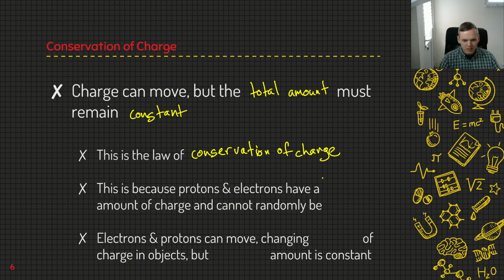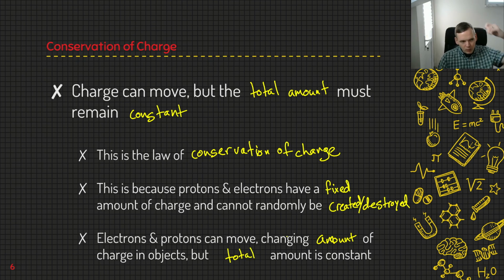This is because the protons and electrons have a fixed amount of charge. You saw on the previous slide, a proton has 1.6 times 10 to the negative 19th coulombs, and the same thing with an electron, but negative. And we can't just randomly or arbitrarily create or destroy protons and electrons. Those electrons and protons can move from place to place, and that will change the amount of charge in the objects, but the total is constant.